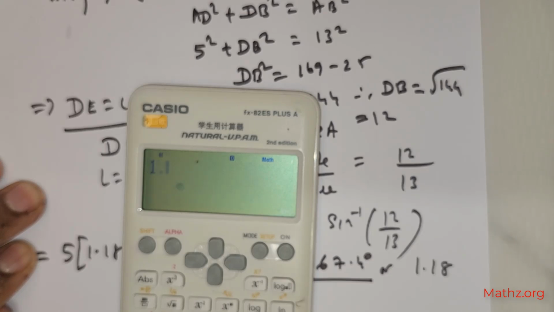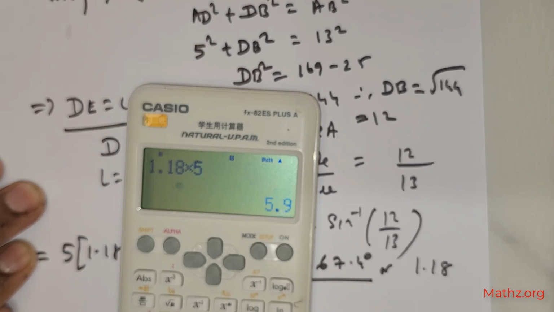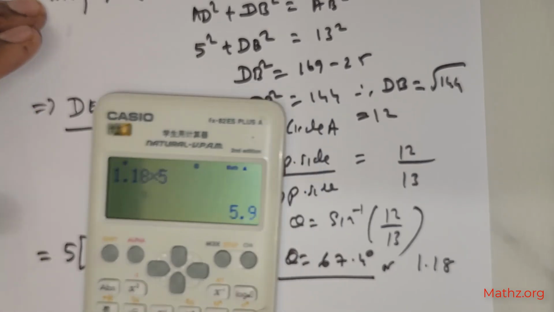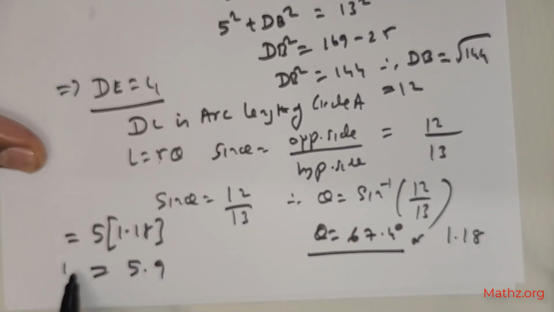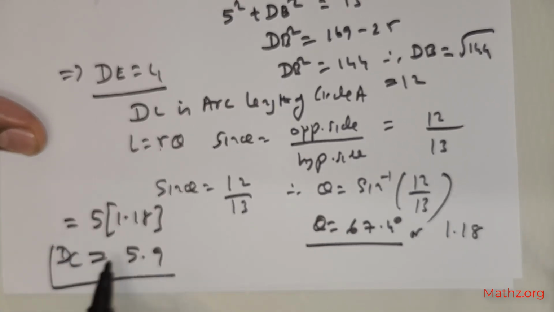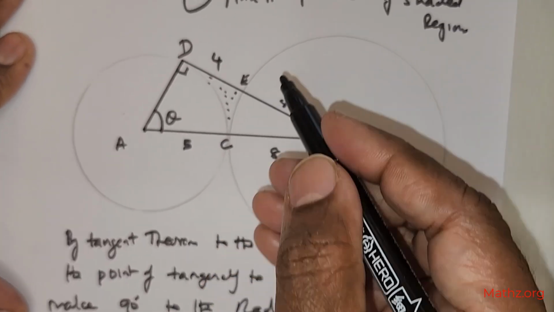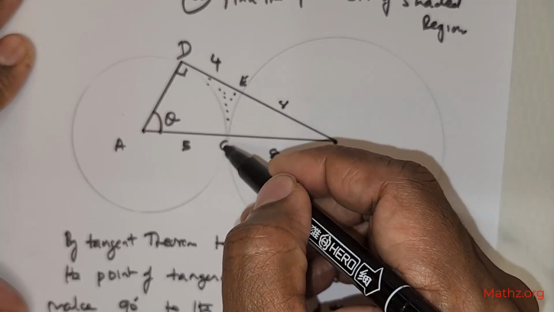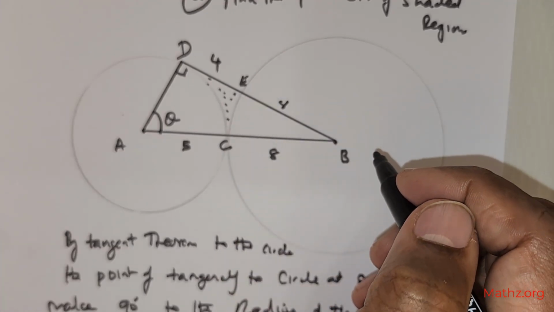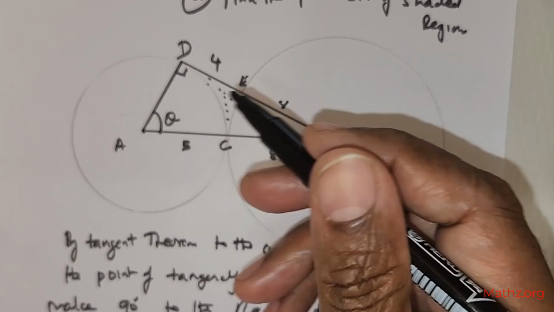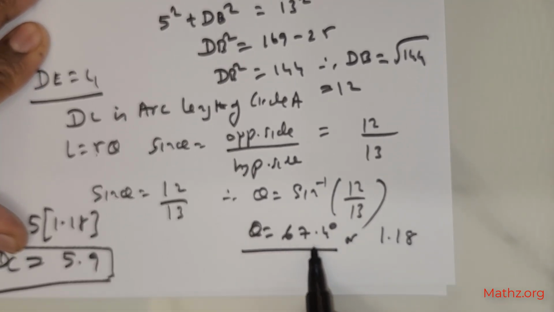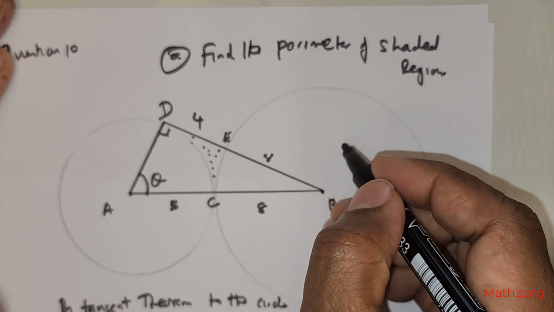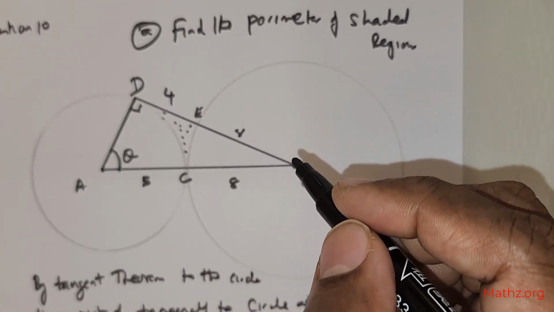So utilize your calculator, 1.18 multiplied with 5, that is 5.9 is the value. So this is 5.9. What is this? This is nothing but my DC. So I've got DC, I've got DE. Now I will have to get EC. Okay, so that is easily obtained. How is it easily obtained? Remember, I have got the theta value of 67.4 degrees. So that is the reason why I evaluated the degree value.